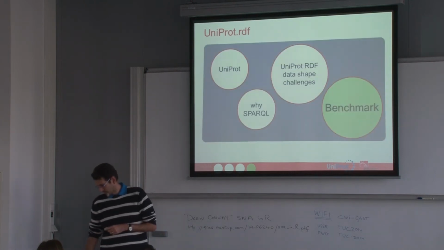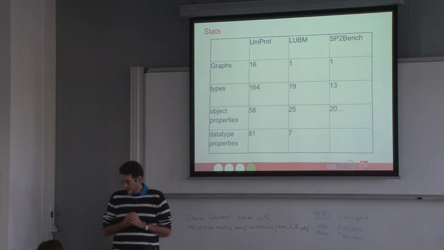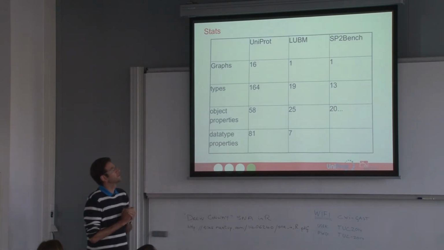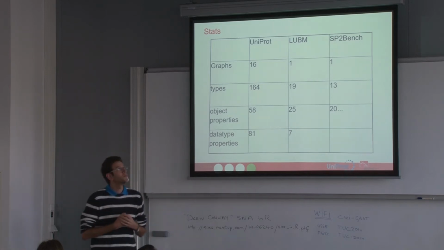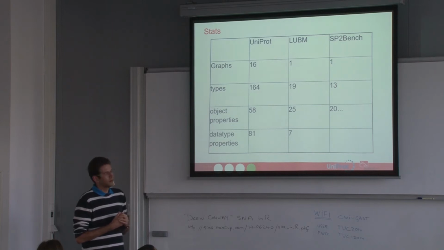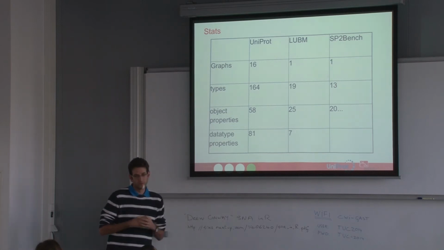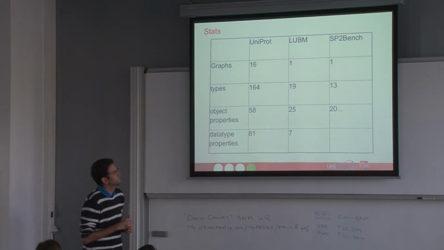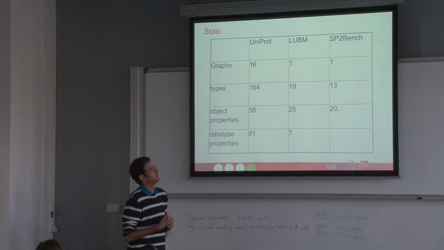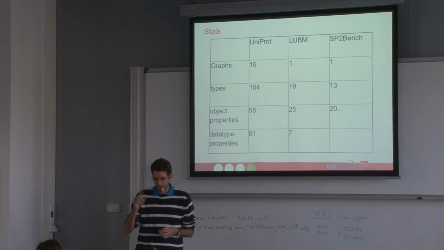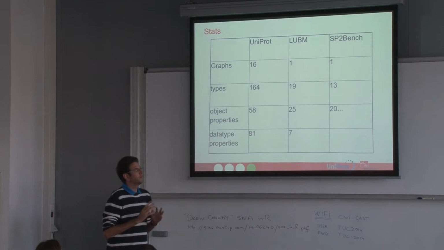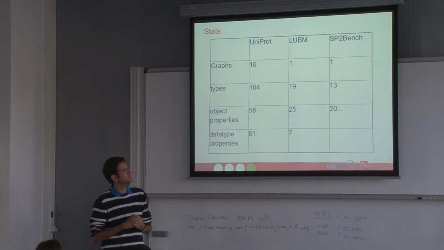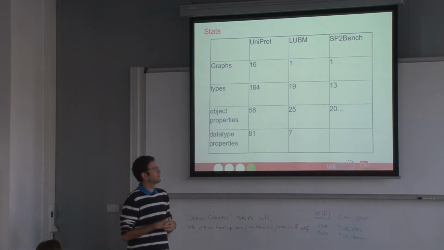A little bit about the benchmarking. UniProt is significantly different from, for example, Bolleman and SP2Bench, which are two of the larger or well-known benchmarks for RDF tools. UniProt has many graphs; those other two don't. UniProt has more than 164 types, Bolleman 19, SP2Bench counted by hand is quickly 13. Object properties we have more than 50, and those have 25 to 20. And the data type properties in SP2Bench you can quickly count from the paper, where we have 81.